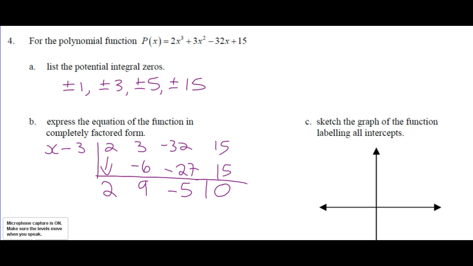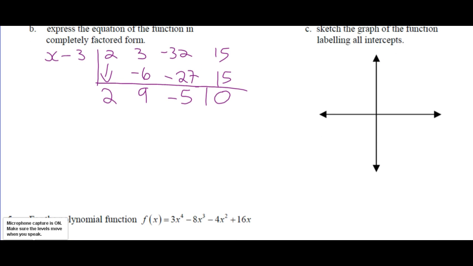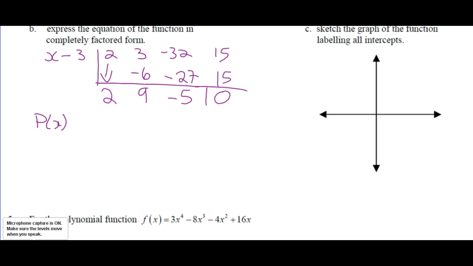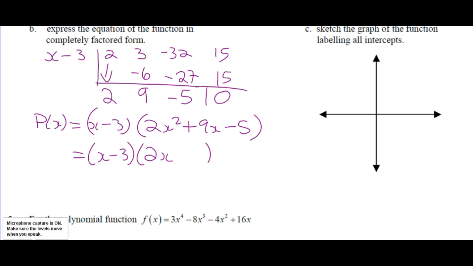Okay, I found a 0, so now I use the remainder theorem. I show that this is a 0, which now gives me, I want factored form. What was the function? P of x. Okay, so P of x is equal to x minus 3. We know that's one factor. We got 2x squared plus 9x minus 5. And a 2x and an x, and plus 10. 2x squared plus 10x minus 1 plus 9x. Yes. I'll get better at this factoring every day.